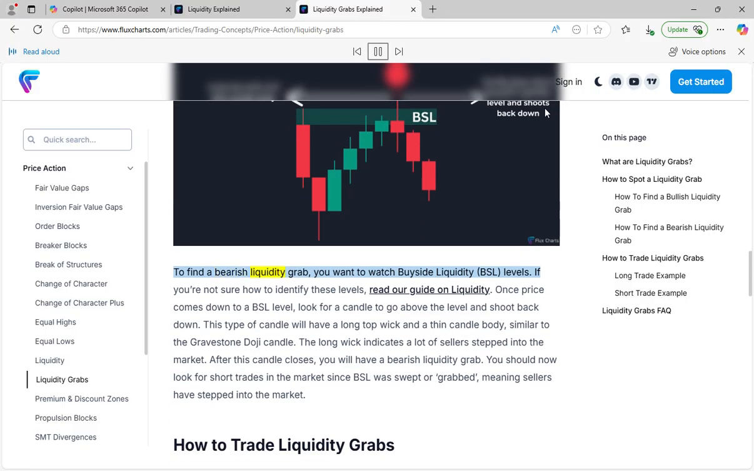How to find a bearish liquidity grab? To find a bearish liquidity grab, you want to watch buy-side liquidity, BSL, levels. If you're not sure how to identify these levels, read our guide on liquidity. Once price comes up to a BSL level, look for a candle to go above the level and shoot back down. This type of candle will have a long top wick and a thin candle body, similar to the gravestone doji candle. The long wick indicates a lot of sellers stepped into the market. After this candle closes, you will have a bearish liquidity grab. You should now look for short trades in the market since BSL was swept or grabbed, meaning sellers have stepped into the market.